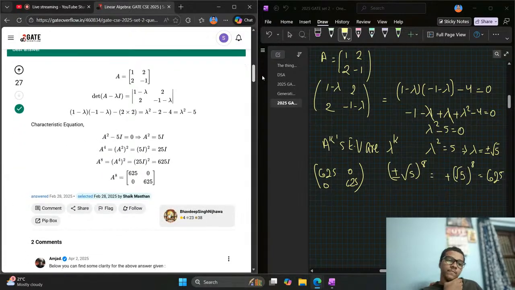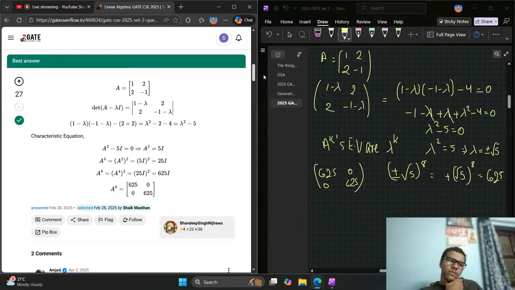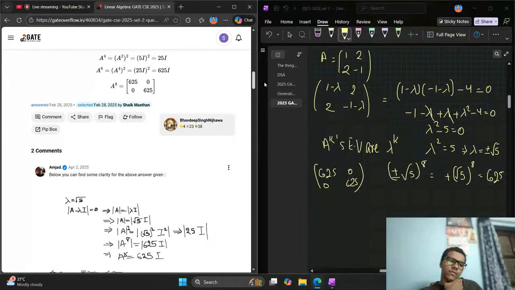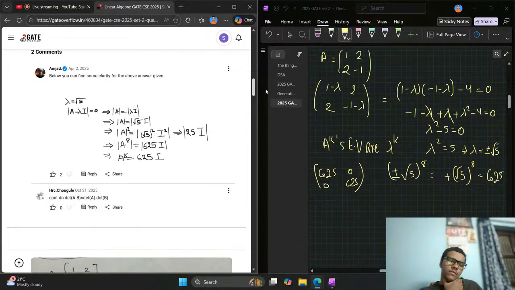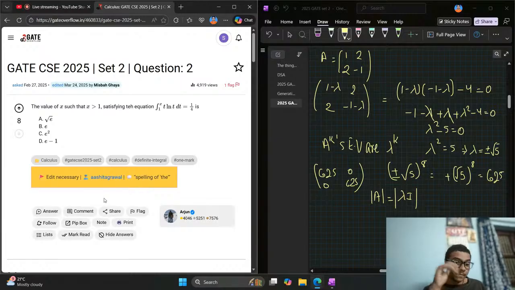This is the characteristic equation. That checks out if you just know the property of eigenvalue. That should be done easily.